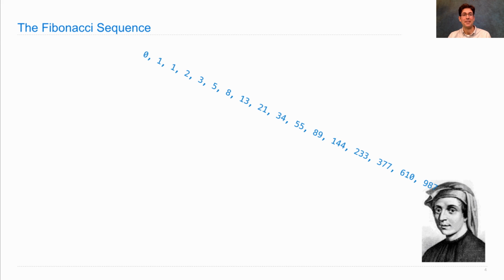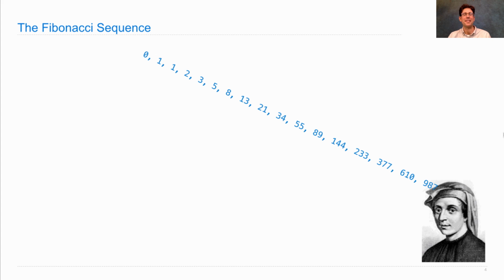So we talk about him every time we see this sequence of numbers, which starts with 0, then 1. And then each element after that is the sum of the previous two. We usually call this the 0th element, this the first, this the second, and this the third.